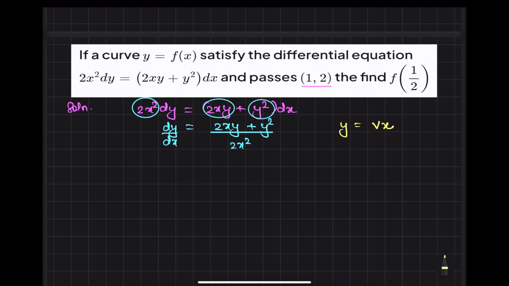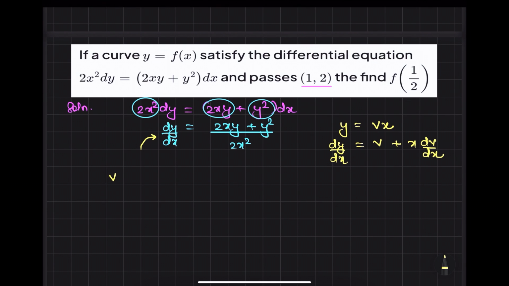Now do the differentiation with respect to x. So we have dy by dx is equal to, we will keep v as it is, x's differentiation is 1, and then x dv by dx. So this is my idea. Okay, now can I replace this dy by dx with that thing?